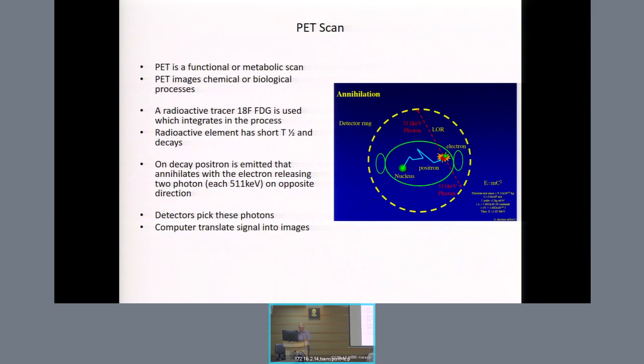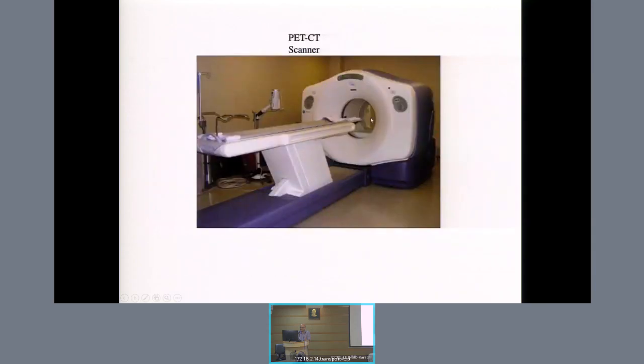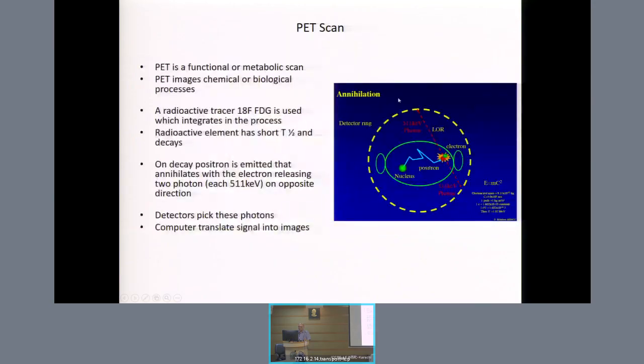When they are taken up by the tumor, they decay, and as a result, positrons are emitted, which will interact with an electron, and they will annihilate. When they annihilate, that means when they are destroyed, they release two photons in opposite directions. And here there are detectors which pick up this signal, and they convert this signal into images. So this is the machine. PET scan is similar to CT scan or MRI, but it has the CT feature as well as a gamma camera to detect these photons. This is very sensitive.